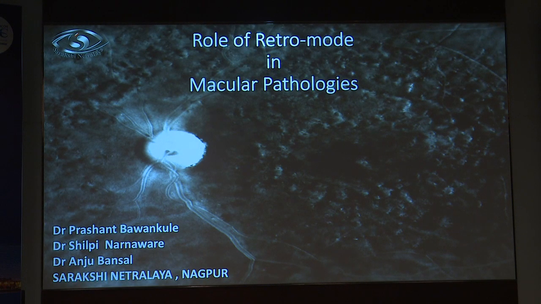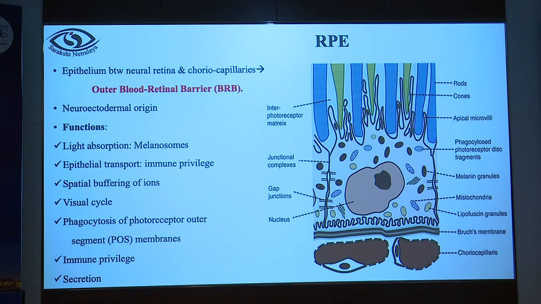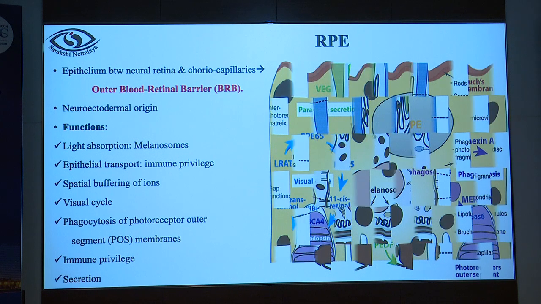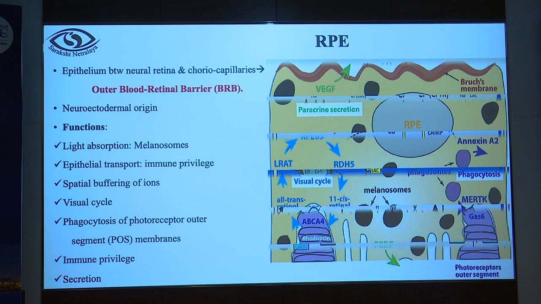So now let's move to the role of retro mode in imaging in macular pathologies. So what is retro mode, to tell you? We all know now, and are convinced, that the hotspot of activity in any retinal disease is the RPE. Most of the diseases are now implicated to the RPE because of the various things which are happening at the RPE level. Now these are the things which are happening.